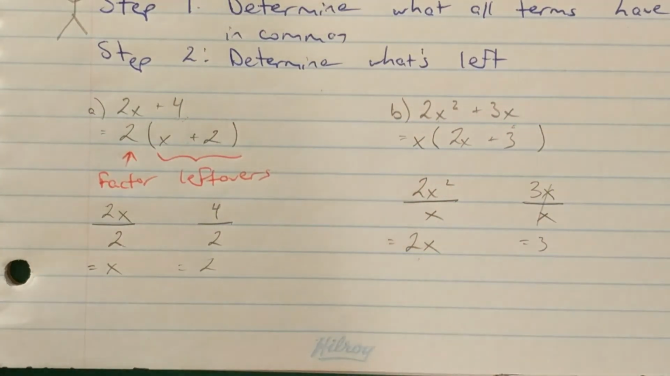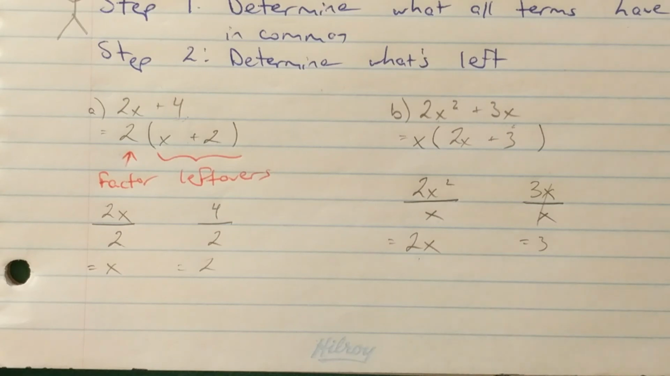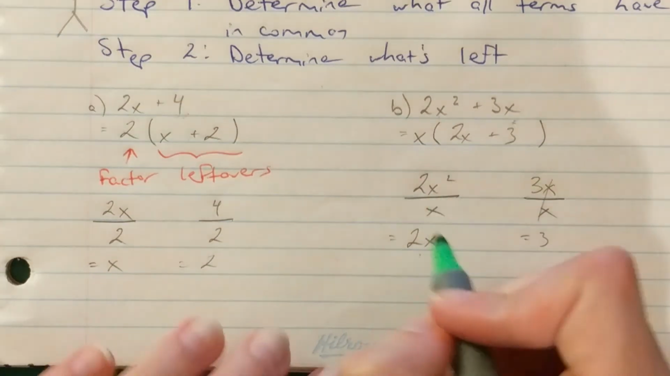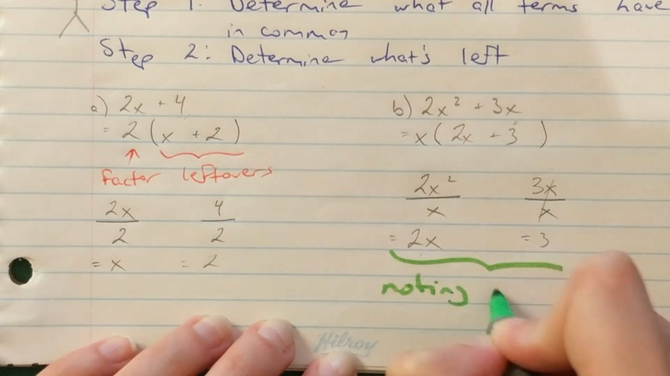One way to double check that you're factoring everything perfectly is to make sure that your leftovers have nothing else in common. Okay, so I'm just going to make a little note here. Between the 2x and the 3, there's nothing in common.